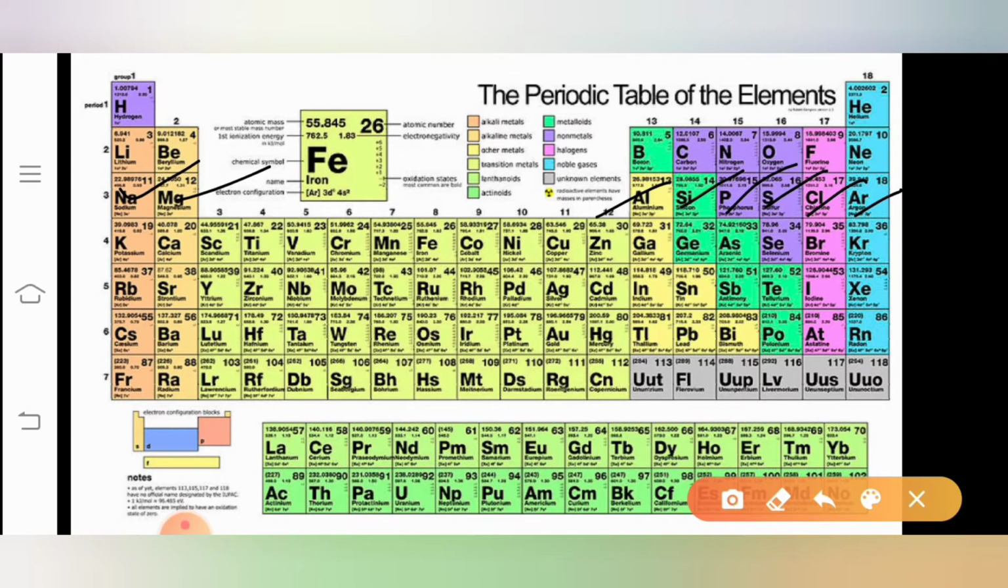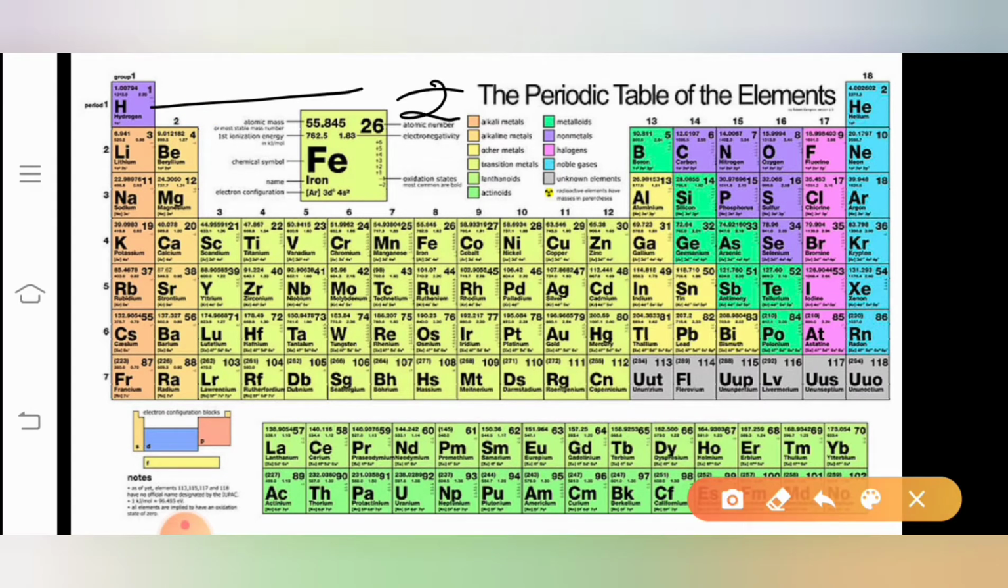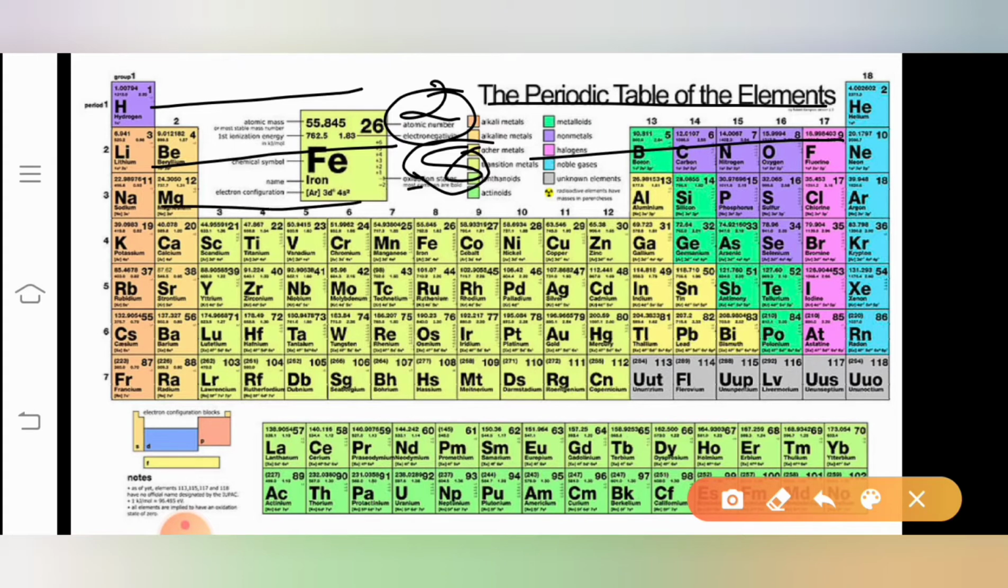And also, the number of elements in the period is fixed by the maximum number of electrons which can be accommodated in the valence shell of an atom. That means, if you look at this period, you can see the first period has 2 elements, correct? And if you look at the second period, it has 8 elements, followed by the third period, which also has 8 elements, correct? So I told you that the elements in a period are fixed by the maximum number of electrons.